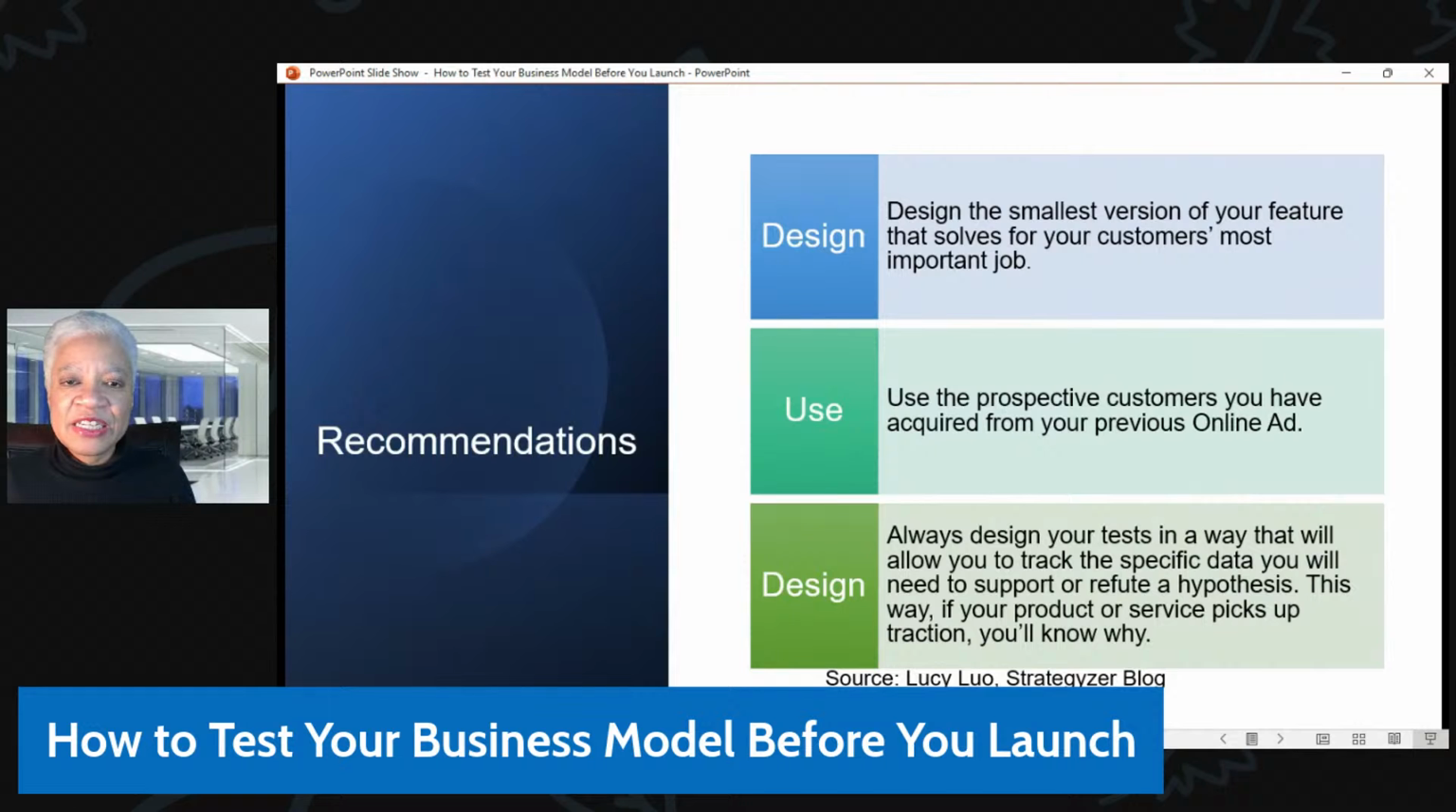So the recommendation is, first of all, you want to design the smallest version of your feature that solves a real problem. Either it solves a problem or it helps people to actually achieve a goal. And you want to use prospective customers that you have acquired from your online ad. Those people, quite frankly, don't know you, they have objectively looked at what it is you have to offer, and they have made the decision to give you further information.